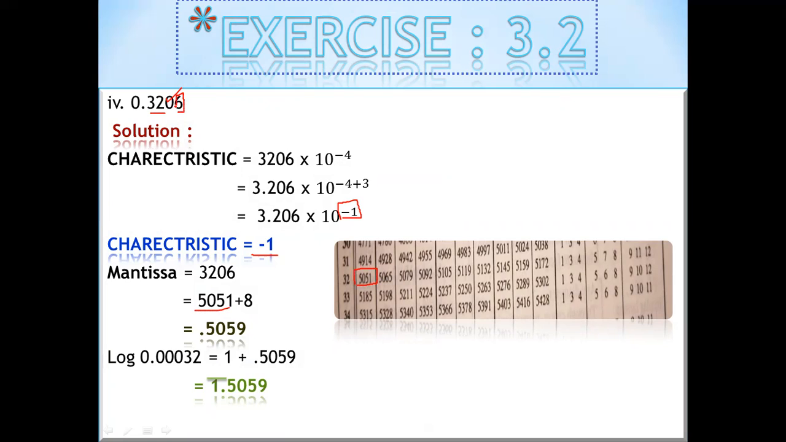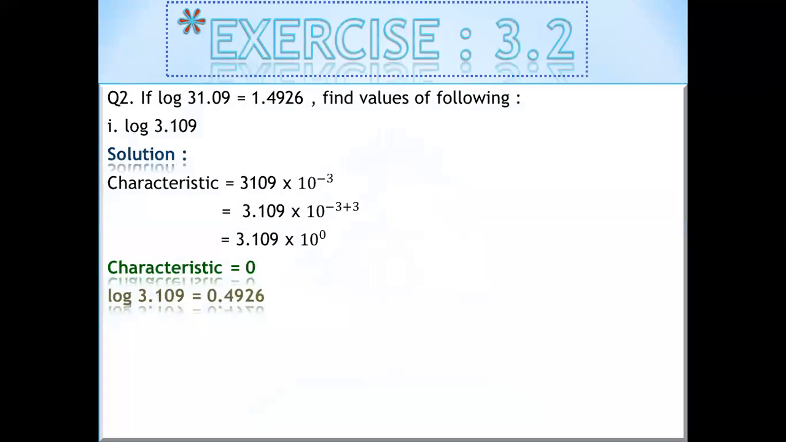It means we also check in the difference column. You see in the column of 6, which value is given: 1, 2, 3, 4, 5, 6, 8 is there. So we add 8 in 5051 and this becomes 0.5059. We have 1 plus 0.5059 and this becomes minus 1.5059. This is our required logarithm. I hope students you will learn how you can find the log from the log table.